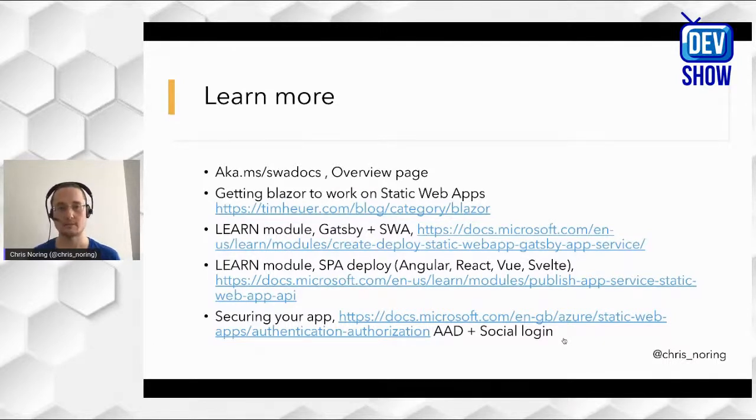With that said, they are definitely working hard in the engineering team to make sure that this is supported as well as JavaScript. If you want to learn in your own time how to do different deployment scenarios, you have one Learn module that I authored about Gatsby and using the static web apps. And then you have a Learn module by John Papa, where he goes through deploying and setting up fallback routes and more using Angular, React, Vue, and Svelte. So it's a Learn module that has 4 different paths that you can choose from.